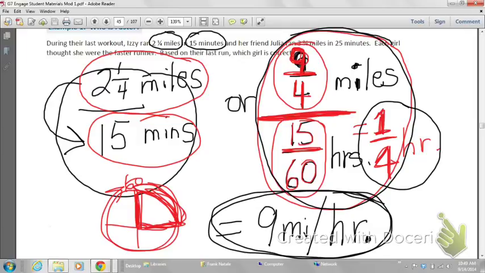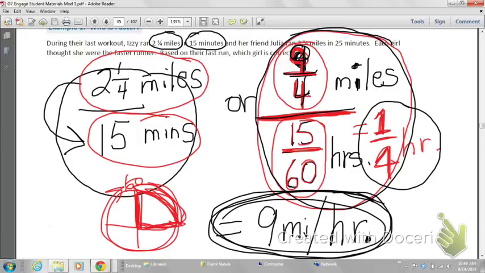That's one thing as you move forward working with fractions and algebra. Things get sloppy, and you've got to be ready, but don't be confused. You know what to do. You know you're trying to figure out 9/4 divided by 15/60. Just do it the best way you can. 9 miles per hour.